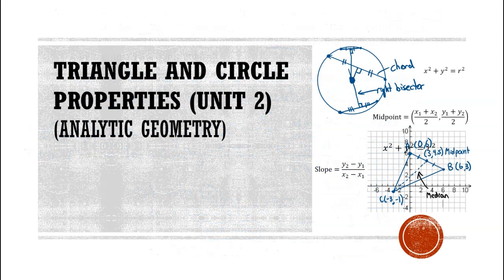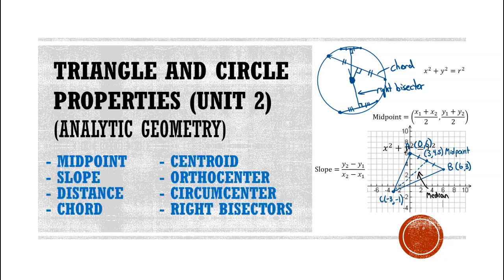Unit 2 is all about triangle and circle properties, analytic geometry. We're going to look at things like midpoint, slope, distance, and chords, and we're going to determine how to find centroids, orthocenters, circumcenters, and right bisectors. And you can see some of the equations there that we're going to use in this unit.